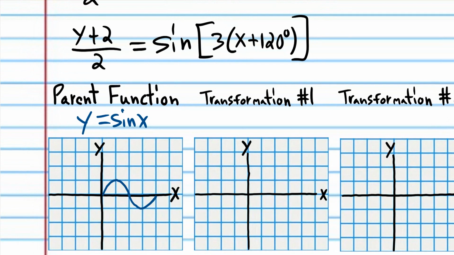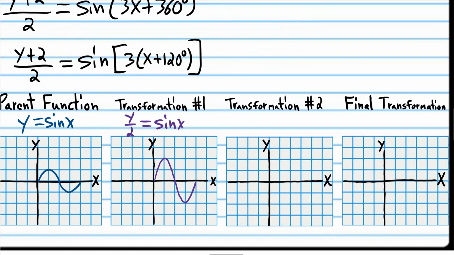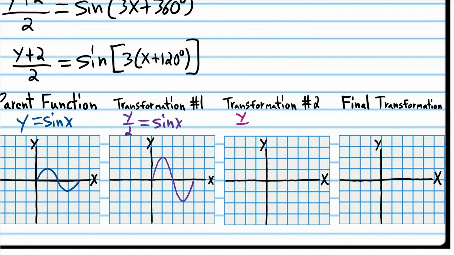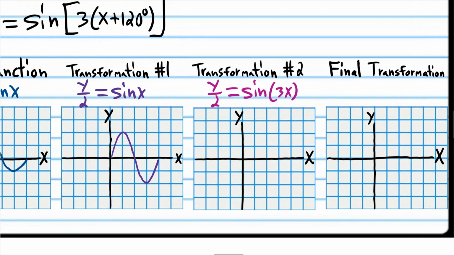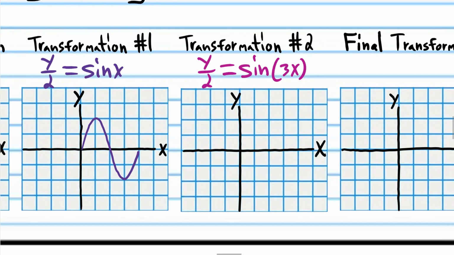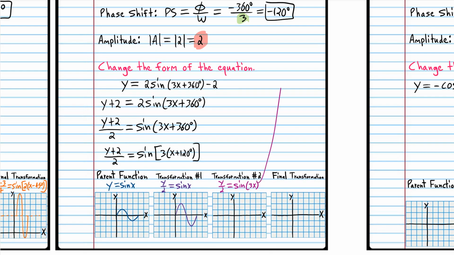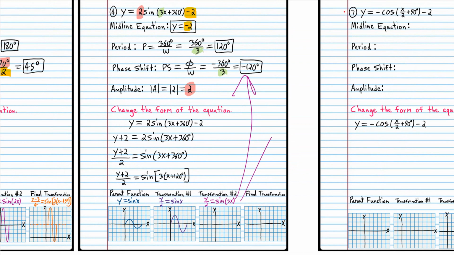in my courses. So now we're going to divide y by 2, and that's going to multiply all the y values by 2. Again, just drawing one cycle. Then we're going to multiply x by 3. That's going to reduce the period of the graph by 3. So if we divide 360 by 3, we get 120. That is the period. Period is up there. So 120 degrees.